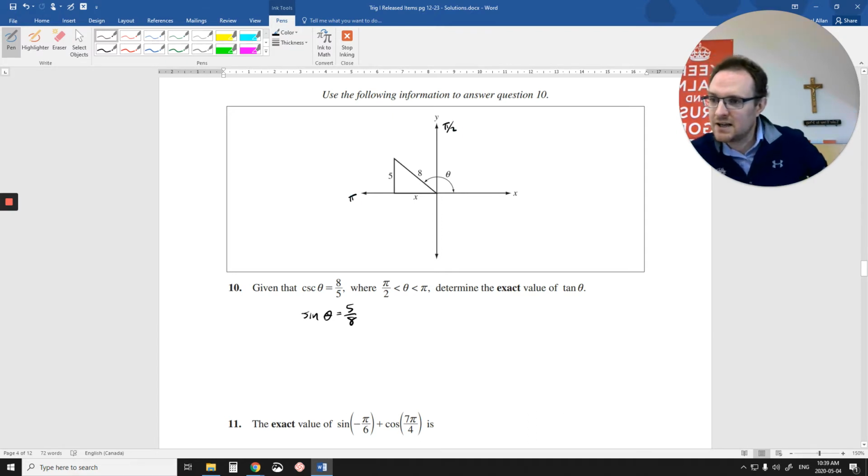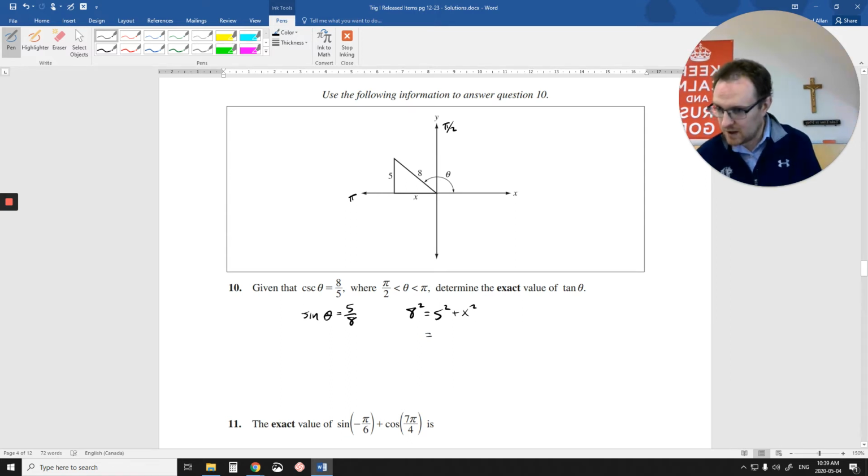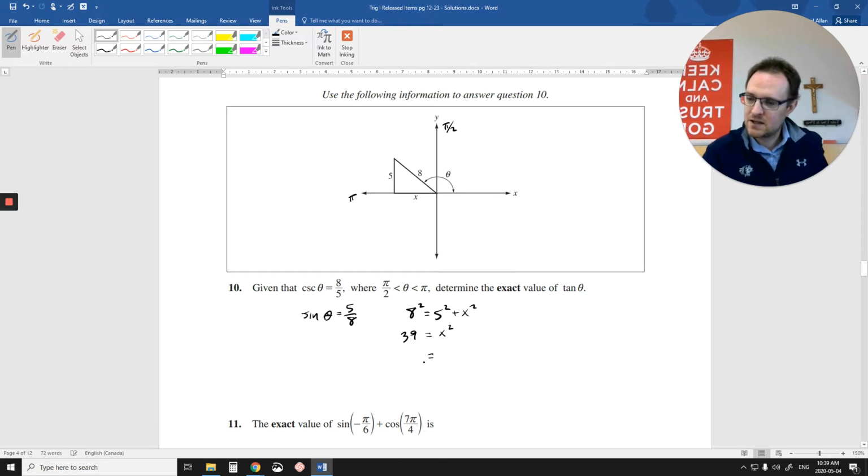What's the exact value of tan? Okay, so tan, I'm going to have to determine what the x value is. So we have to go 8 squared is equal to 5 squared plus x squared. So 8 squared is 64 minus 25, I get 39. Take the square root, and I get that. And I know it's negative. X is a negative number.